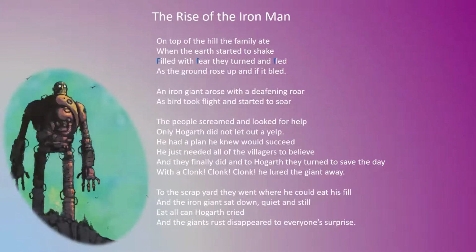In this poem, there is only one example of alliteration, when the poem says, "Filled with fear, they turned and fled." And the poet has used the repeated f sound, which is an elongated sound and highlights how the people are consumed by their terror.